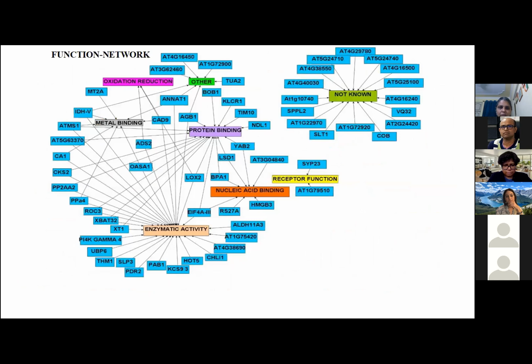So we have done that for all these 31 NDL1 stress-related interactors, and we can find that a lot of them are involved in enzymatic activity or protein binding or metal binding kind of function, and this study corroborates with the animal studies as well.